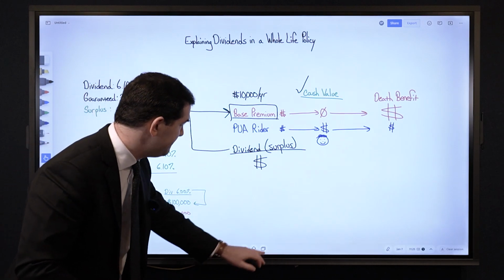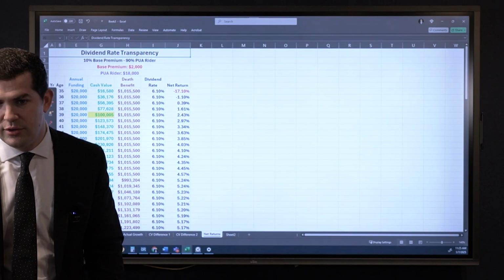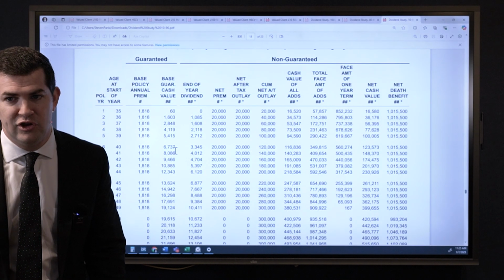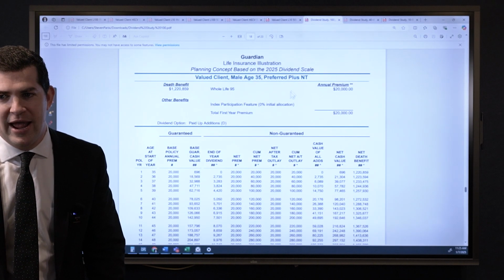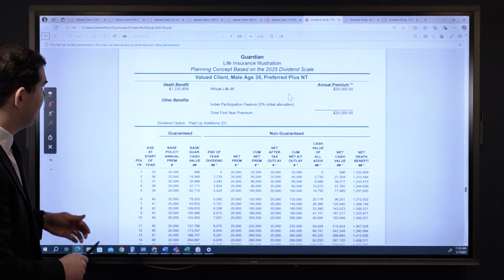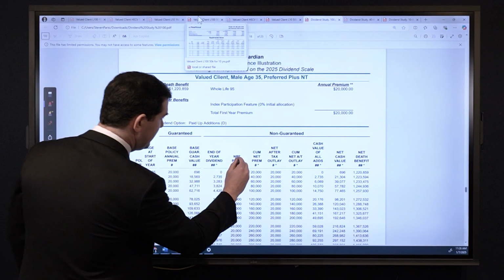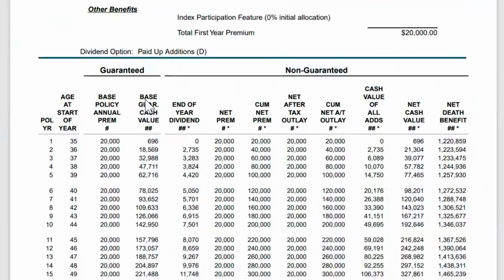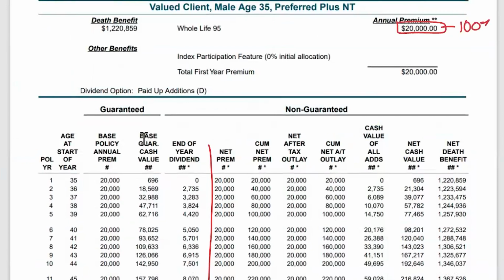So we're going to look at 3 illustrations, all with the same company and all with the same product. This will be fun if you like numbers. What do we have first? Is a policy where you are paying exactly what we looked at earlier, $20,000 per year for 15 years. And here's your premium. So 100% of it goes toward the premium. Nothing is going toward PUAs. Here's your dividend column over here.